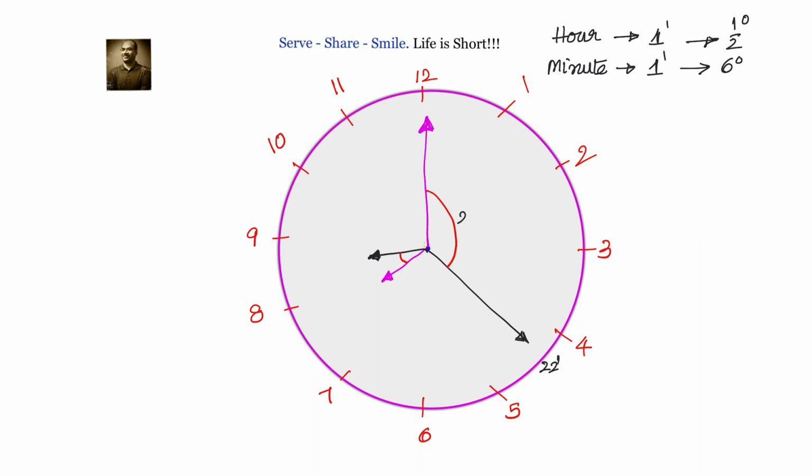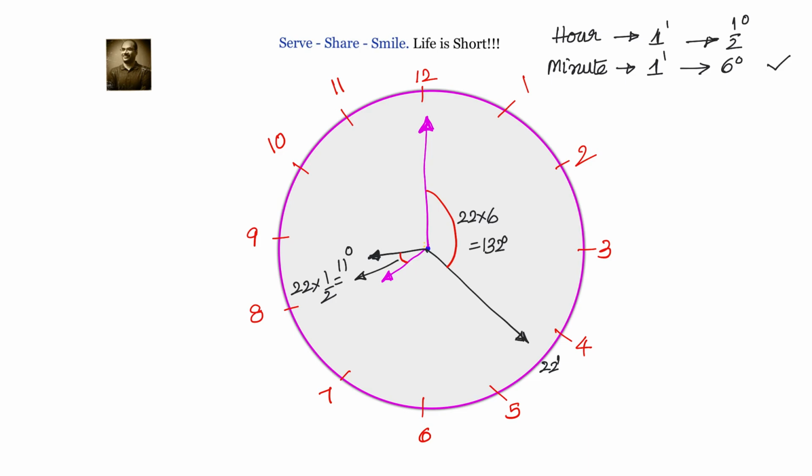Now this is our 22 minutes. So what will be this angle? 22 into 6, which equals 132 degrees, because we just learned that. And in 22 minutes, what will be this angle? 22 into half, which equals 11 degrees. Now let's understand what the angle is at 8 o'clock. At 8 o'clock the angle from 12 to 8 will be 8 into 30, which is 240 degrees. So the total angle will be 240 degrees.